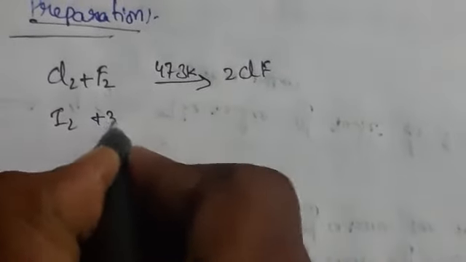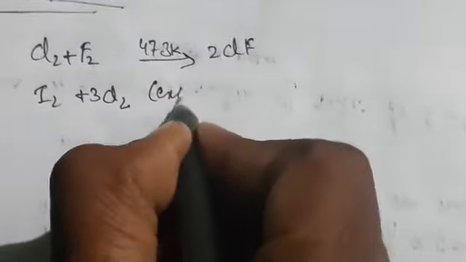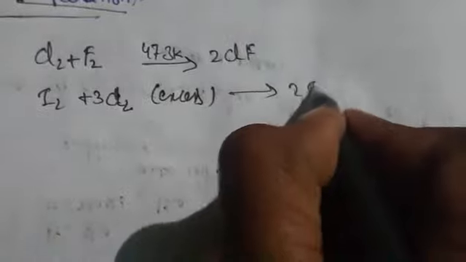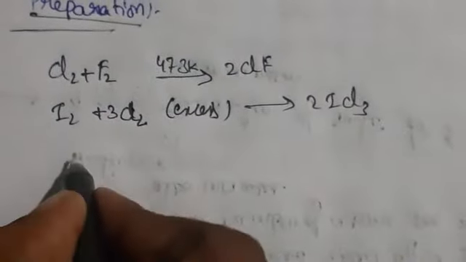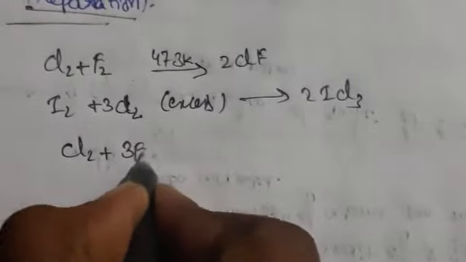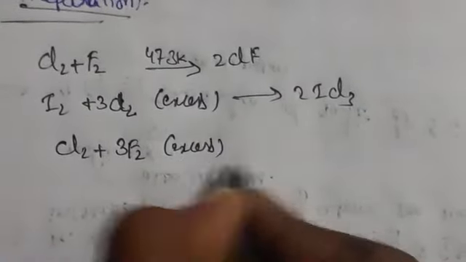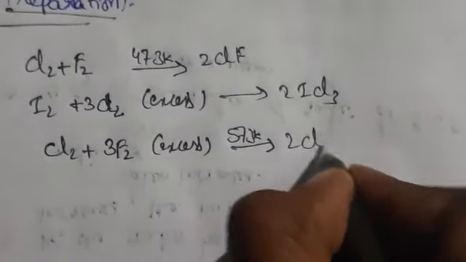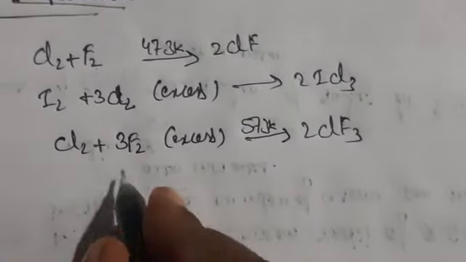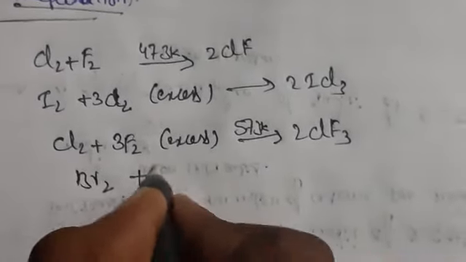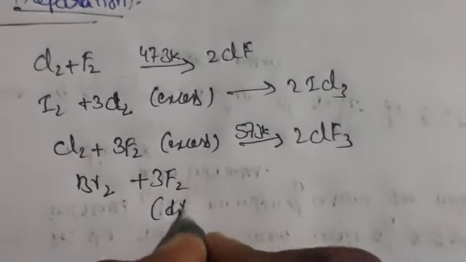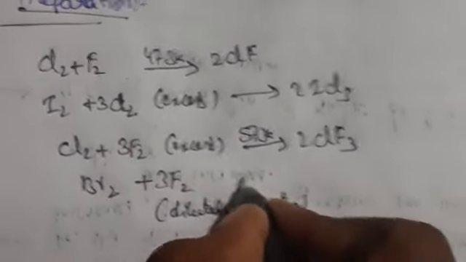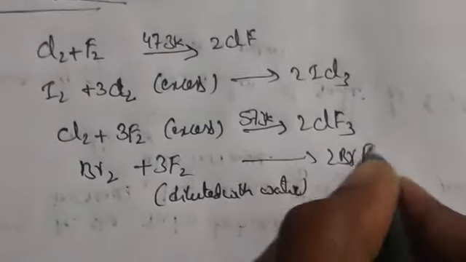And also I2 plus 3Cl2, when you take more chlorine, you will get 2ICl3. Also Cl2 plus 3F2, which is in excess, at 573 Kelvin gives 2ClF3. And also Br2 plus 3F2, where this F2 is diluted with water, you will get 2BrF3.